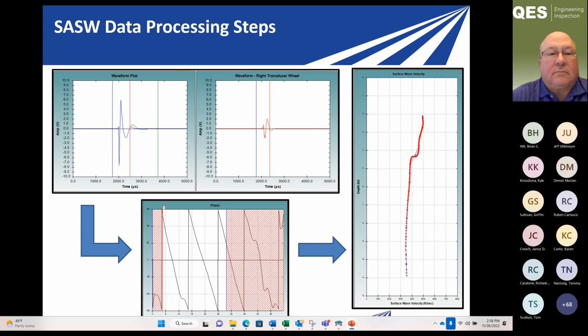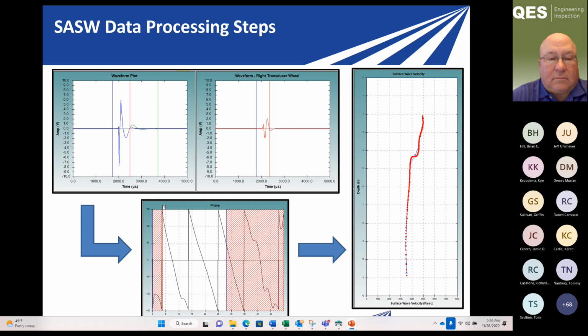This is data from a surface wave test, kind of showing the flow chart of the processing. The upper two plots are the time domain data, so time on the x-axis and amplitude on the y-axis from the two receivers. The left one is near the impact, the right one is further from the impact. The key parameter between those two measured signals is how the phase of that wave changes with respect to frequency. So that's the plot in the lower center, the wrapped phase plot with respect to frequency.